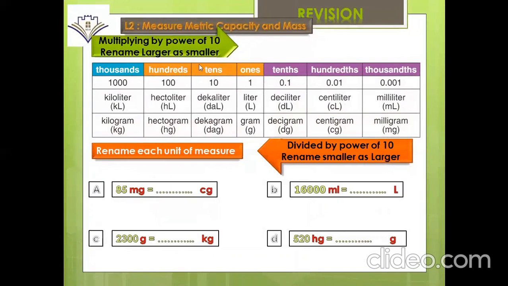Okay. The last question today is about measuring metric capacity and mass. We have another table. This table is similar to the previous lesson. And the same, when we rename larger unit as smaller unit, multiply by power of 10. It's the opposite if you rename smaller unit as larger unit: divide by power of 10. Okay?